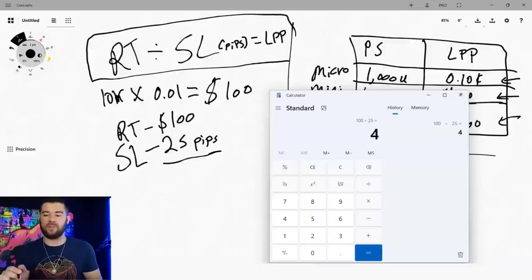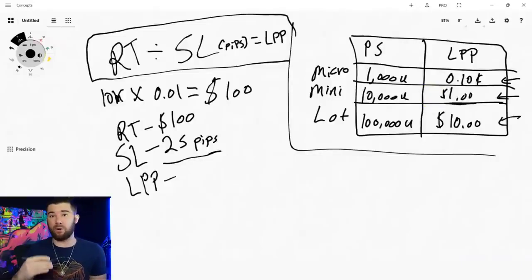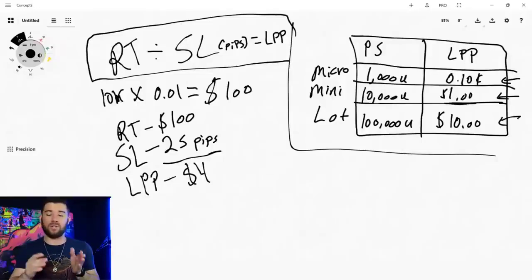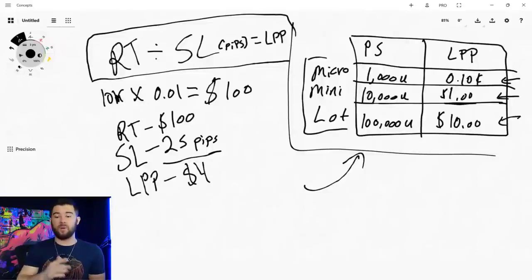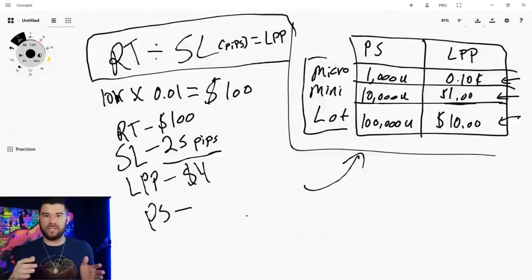That means $4 is our LPP. So LPP, meaning the amount of money we can lose per pip, is $4. Now with this being the case, I want you to look over at our table and tell me what position size you should be using. Remember, we can multiply these position sizes, all of these, by any number. So just by using this simple formula and having this table beside you, you could figure this out in seconds.